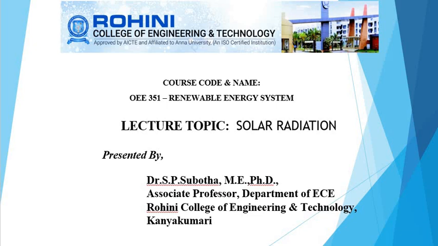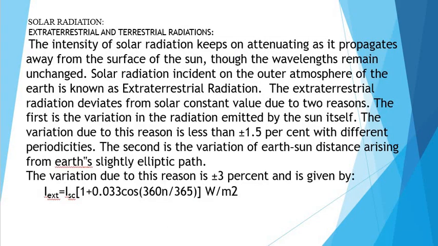Dear students, now we are going to see the subject renewable energy system, and the topic is solar radiation. Solar radiation is mainly classified into two types: extraterrestrial radiation and terrestrial radiation.